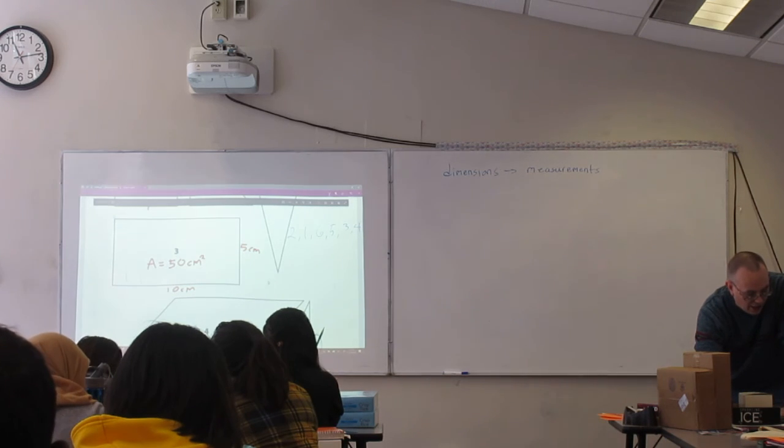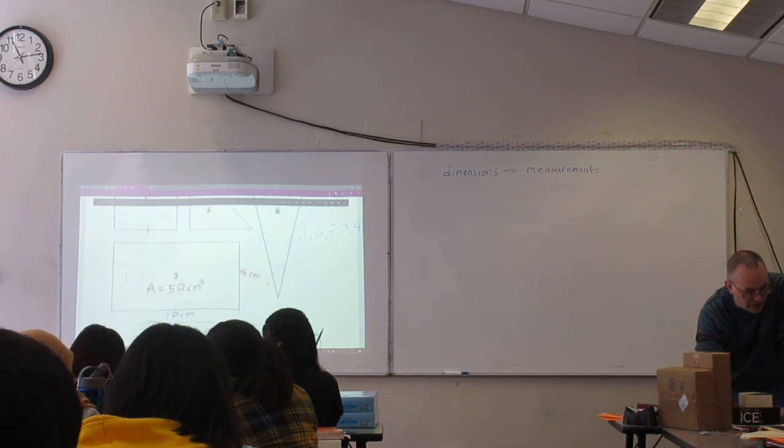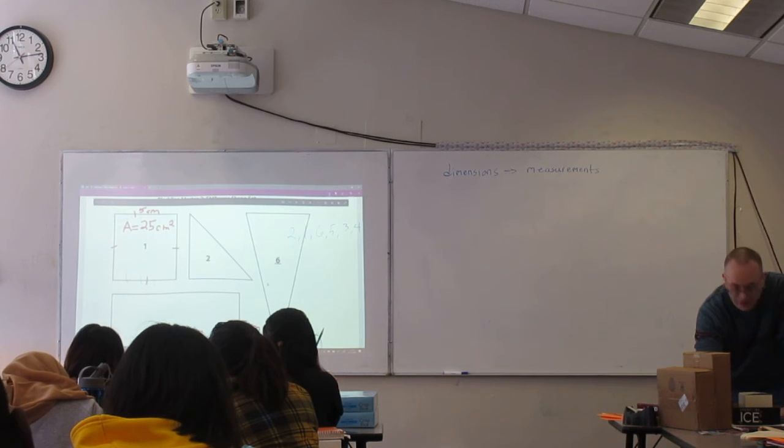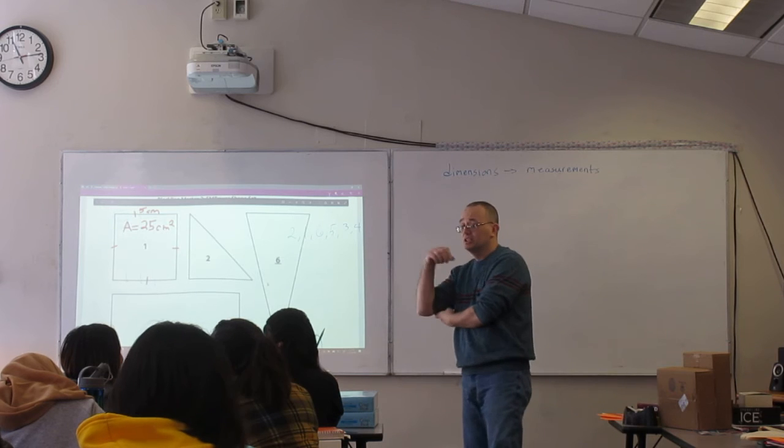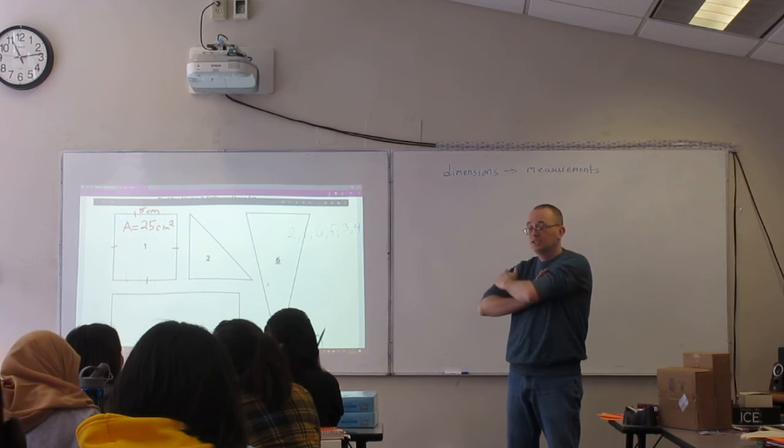All right. Let's do the easy ones first before we get to the difficult ones. Let's go back to number 2. Do you remember how to find the area of a triangle? This one, we did it. You have this one.